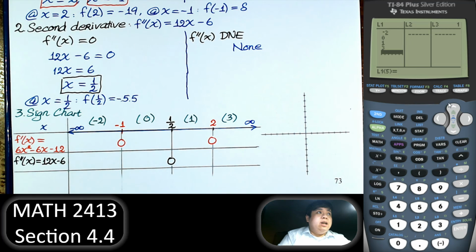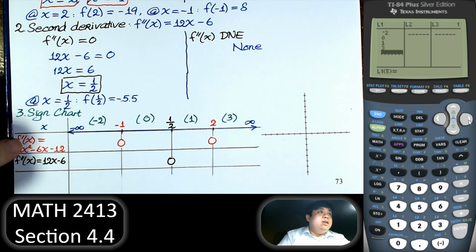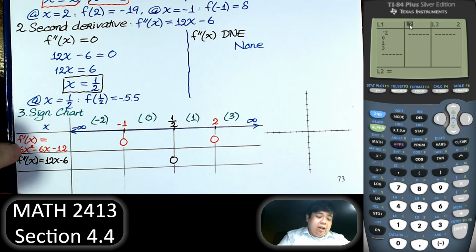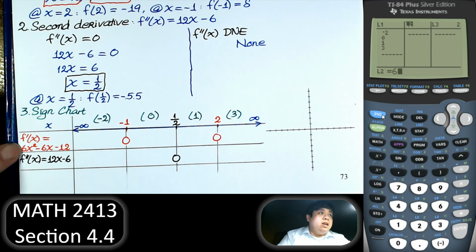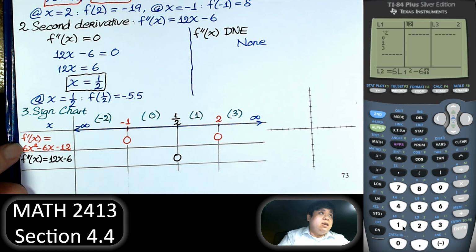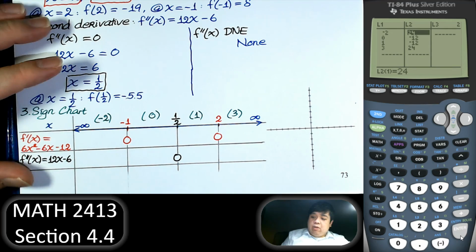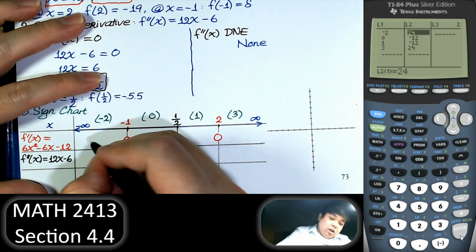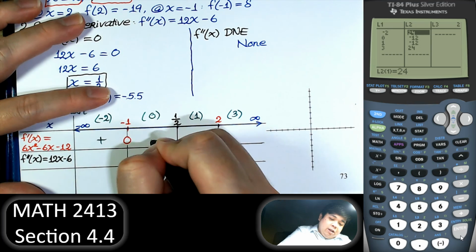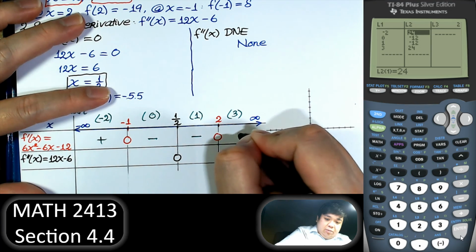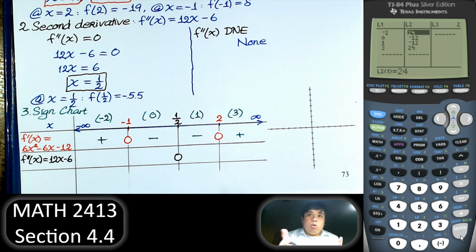I'm going to put in the derivative. So I will highlight that, and this is the derivative: 6, instead of x, I will use L1 squared, minus 6 L1, minus 12, and we have the values. Again, this is the sign chart, so the sign is all we need: positive, negative, negative, and positive. Those are the test points we chose, so they don't have any significance in the graph. The significant points on the graph are those.